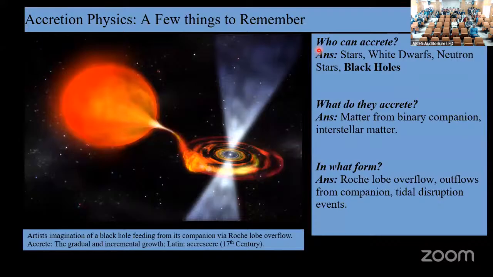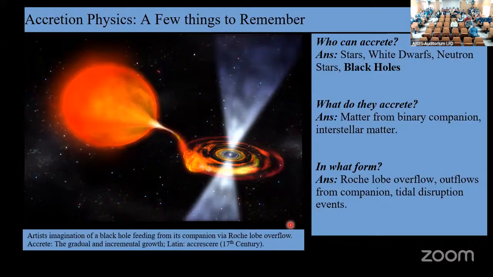Now, when we talk about X-rays, we need to talk about accretion physics as well. In accretion physics, a few things we have to remember. First, who can accrete? Stars can accrete, white dwarfs can accrete, neutron stars and black holes can all accrete. Black holes accrete over a very large mass scale, from about 10 to 10 to the power 9, so an order of 8 to 9 solar masses.